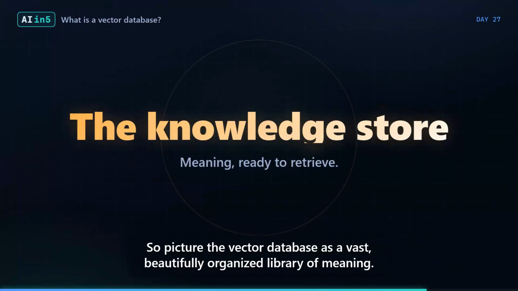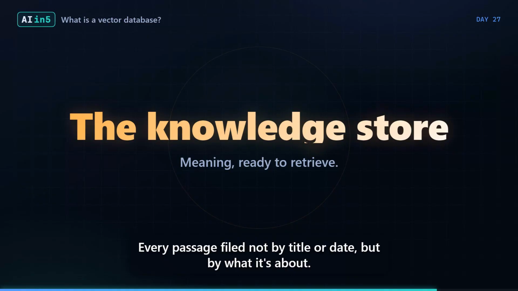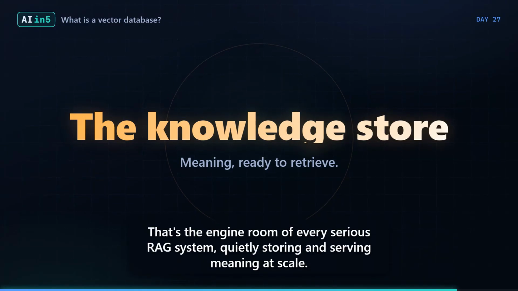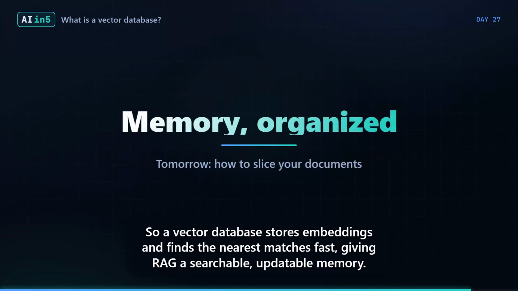So picture the vector database as a vast, beautifully organized library of meaning. Every passage filed not by title or date, but by what it's about. Ask a question, and it hands you the most relevant pages in an instant. That's the engine room of every serious RAG system, quietly storing and serving meaning at scale. So a vector database stores embeddings and finds the nearest matches fast, giving RAG a searchable, updatable memory.